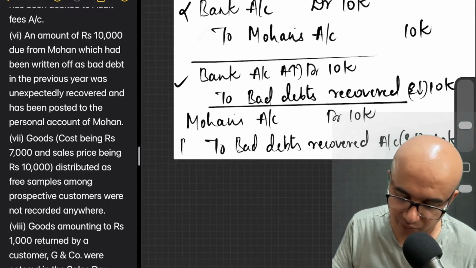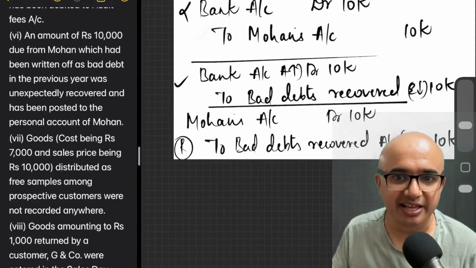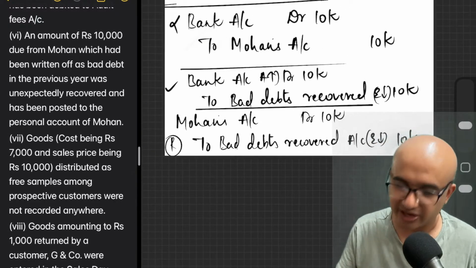So the last entry is of course the rectification entry, the entry which you are supposed to pass in the exam. The rest is only for your understanding.